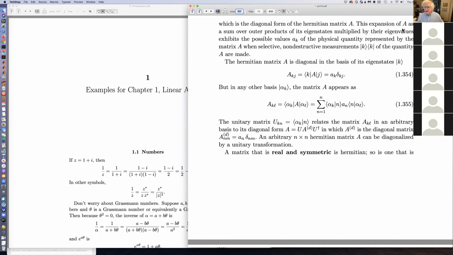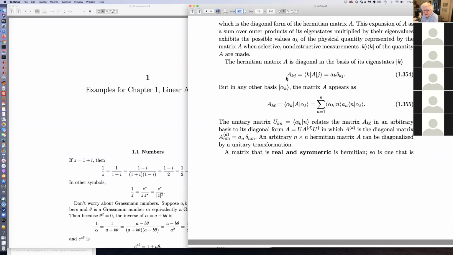So I guess his view was the expansion of A as a sum of outer products of eigenstates exhibits the possible values of a physical property represented by A when selected non-destructive measurements of the quantity A are made. Exhibit, by the way, is a verb he used a lot. Anyway, a Hermitian matrix is diagonal in the basis of its eigenstates.